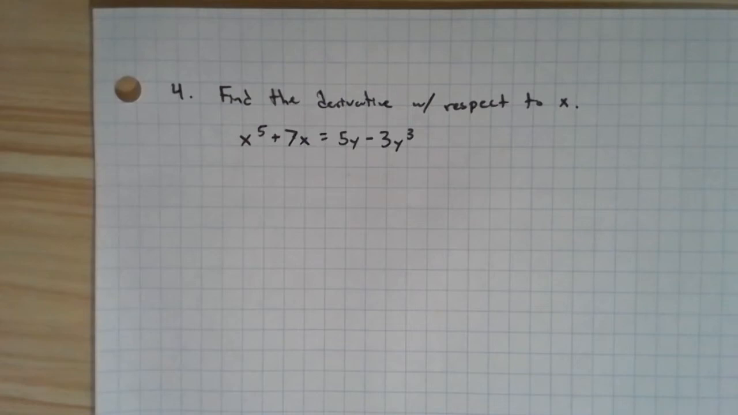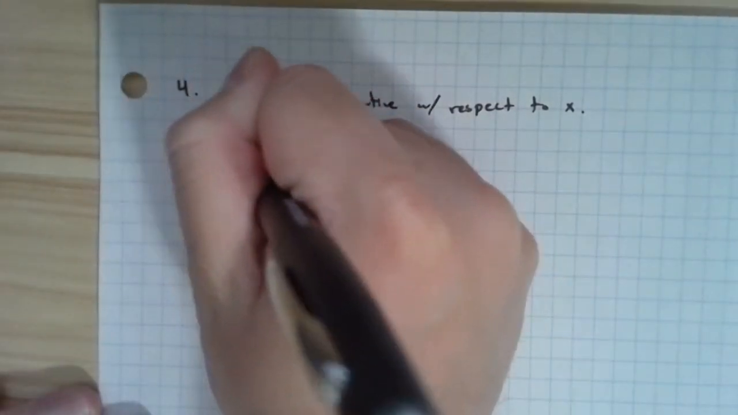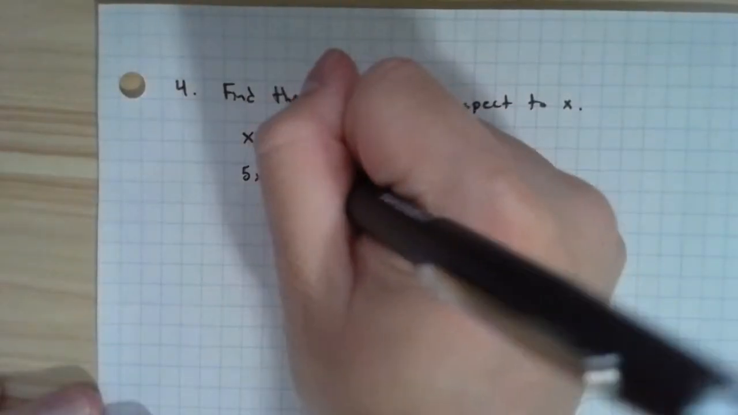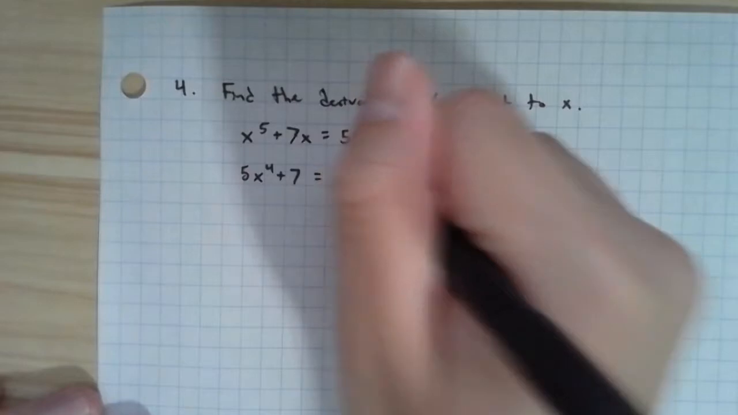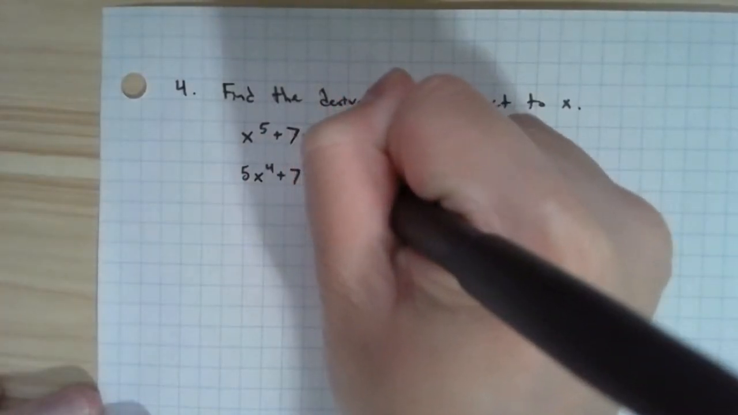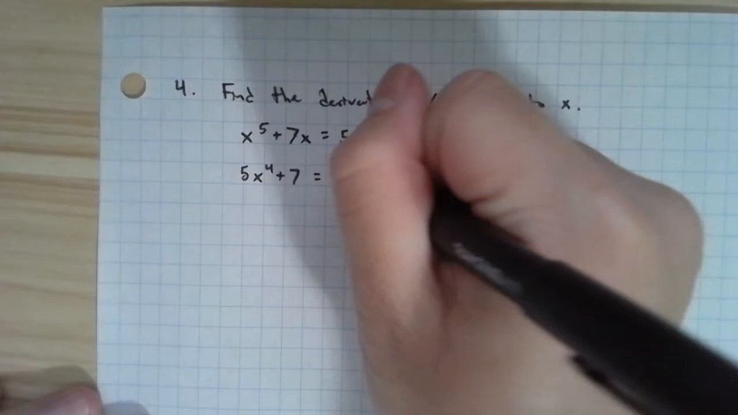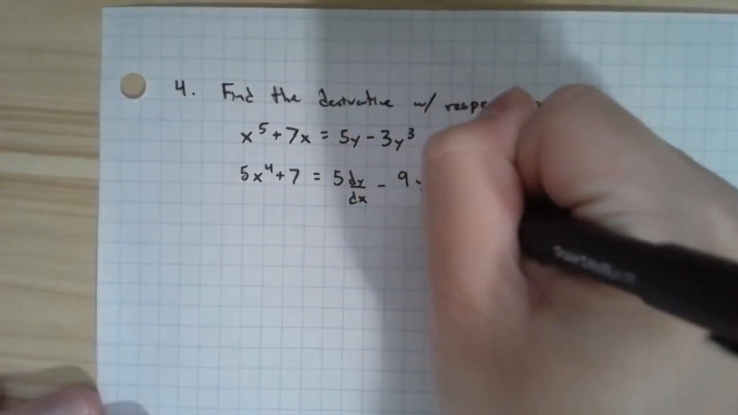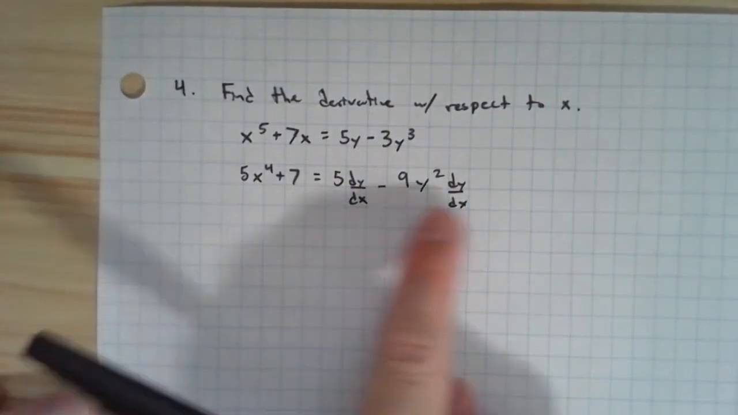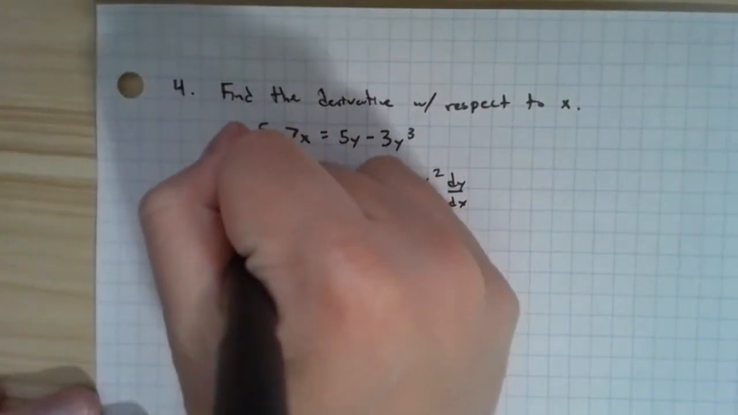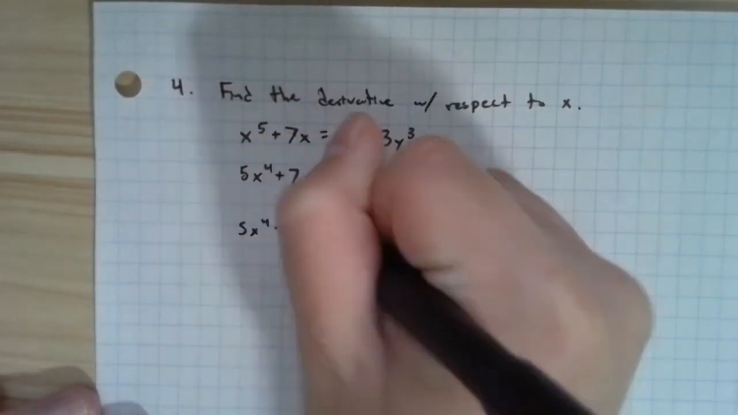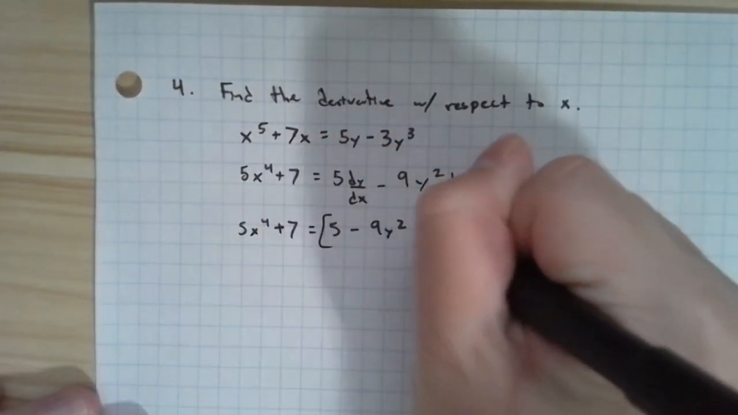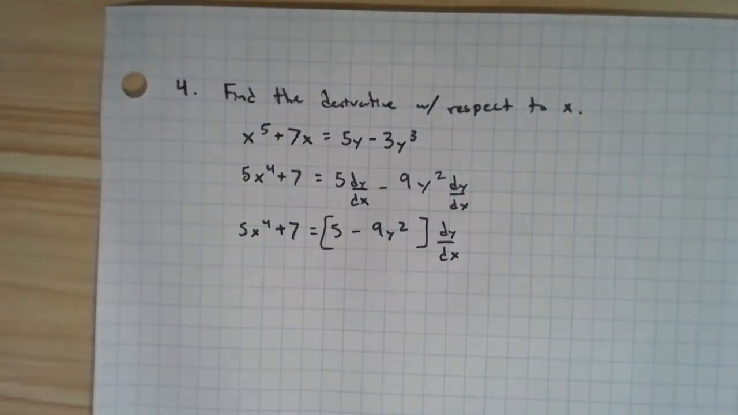Then if I take the derivative here, this first term will be 5x to the 4th plus 7. That's equal to, right here, the derivative of 5y would just be 5 dy dx. And then right here, negative 9 y squared dy dx. Right here, straightforward, right? I can pull out dy dx from the right side, like that. Factored it out on the right side.